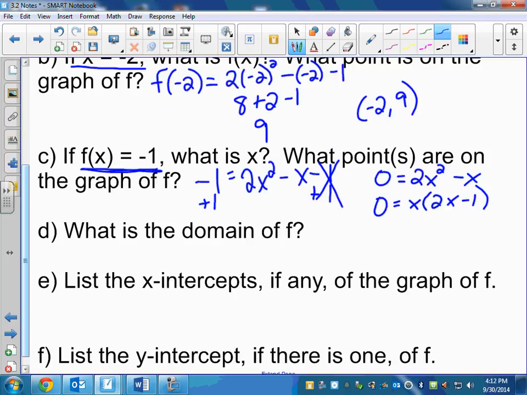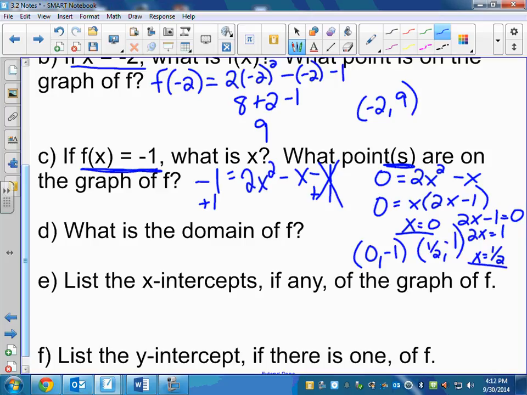And I get 2 answers. Notice they say points there. I get x equals 0, and 2x minus 1 equals 0. So at 2 different times, there's a y value of -1. So the points would be the point (0, -1), and (1/2, -1). And that should make sense that it's a parabola, that the y value is going to repeat itself.